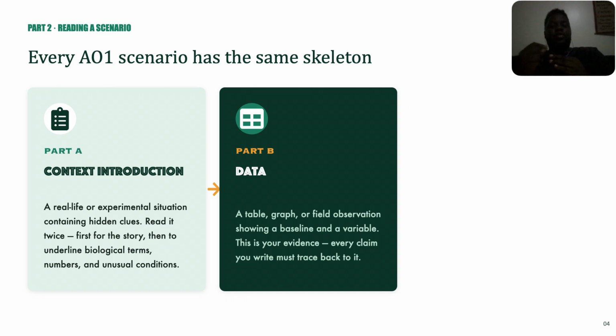Now, you must always identify the baseline, which is the normal, and then also identify the variable, the extreme, what is happening because of the changes in the environment or the condition. Now, every time you write, the data given to you is your evidence. Every claim, every fact that you are stating must be backed by this data.